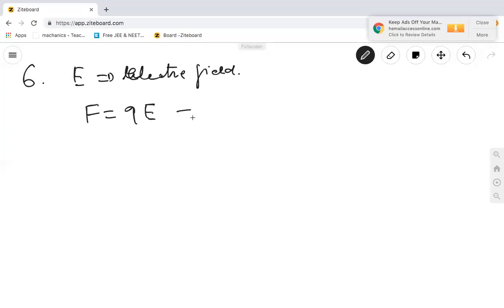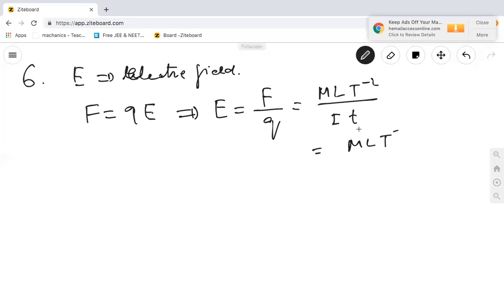Electric field, as you define, is force by charge, force per unit charge. Force you can write M L T minus 2, by charge you can write current into time. That is M L T minus 3, because it is T here. And current will go up, it will be I minus 1. That is the answer. Now let me go to the 7th. Potential.